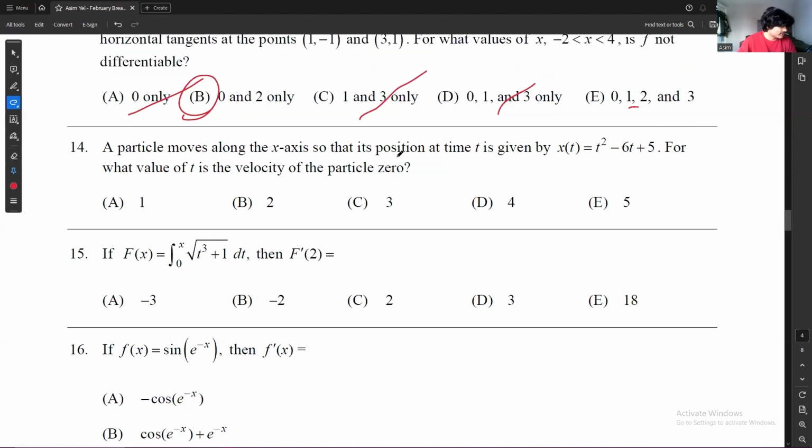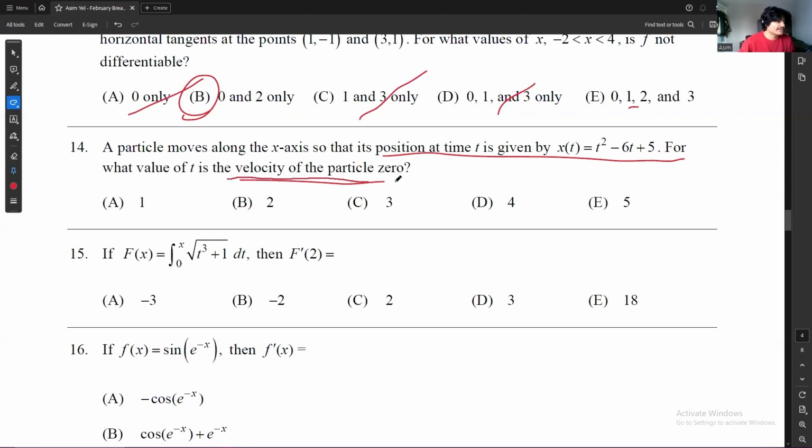A particle moves along the x-axis so that its position at time t is given by t squared minus 6t plus 5. For what value of t is the velocity of the particle 0? So this is the position time graph.